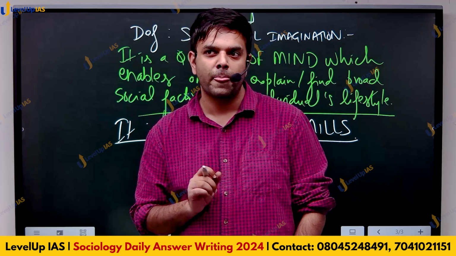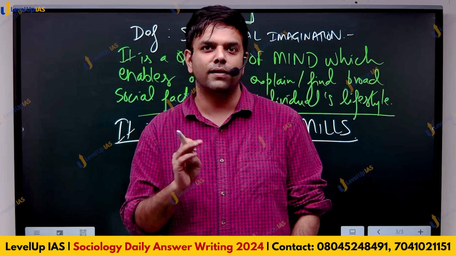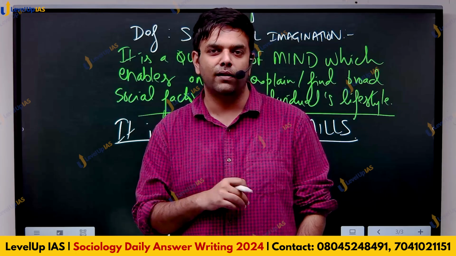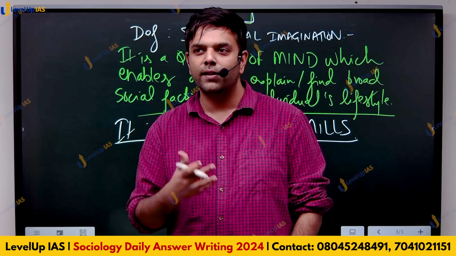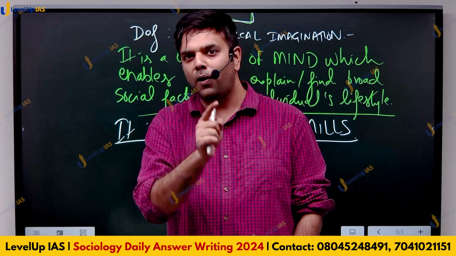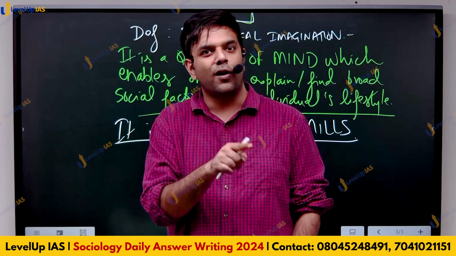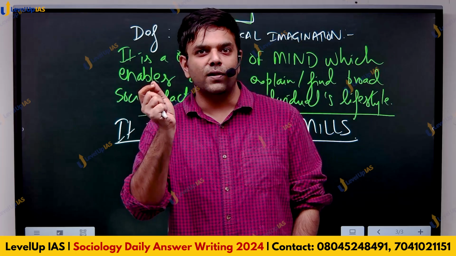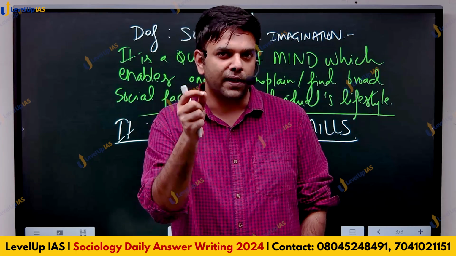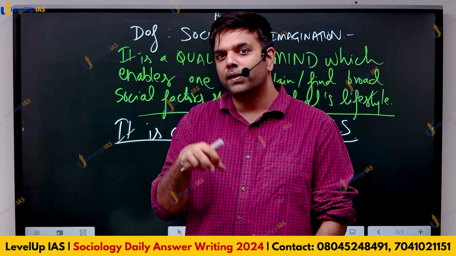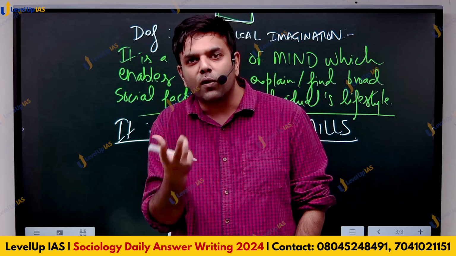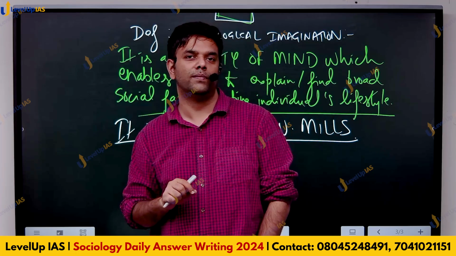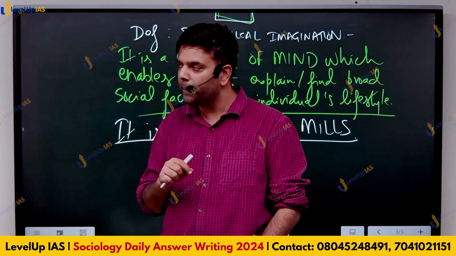Because he believed, after studying Marx, Durkheim, Max Weber, George Simmel, he finally figured out that the one common thing among all the sociologists is that all of them talk about the broader social factors which cause change in the lifestyle of the individual. None of them talk about the intention of the individual. Most of them are talking about the broader social factors causing the individual's lifestyle to change.